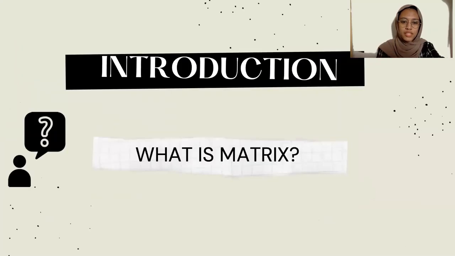So first, what is a matrix? When some numbers are arranged in rows and columns and they are surrounded by square brackets on both sides, we can call it a matrix. There are a few types of matrix that we know of. Some of them are row matrix, square matrix, column matrix, and many more. So now I will pass to my partner Joanna.